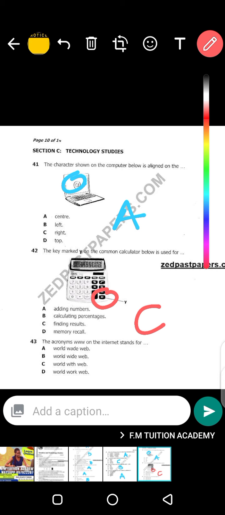43. The acronym WWW on internet stands for World Wide Web. Answer is B.